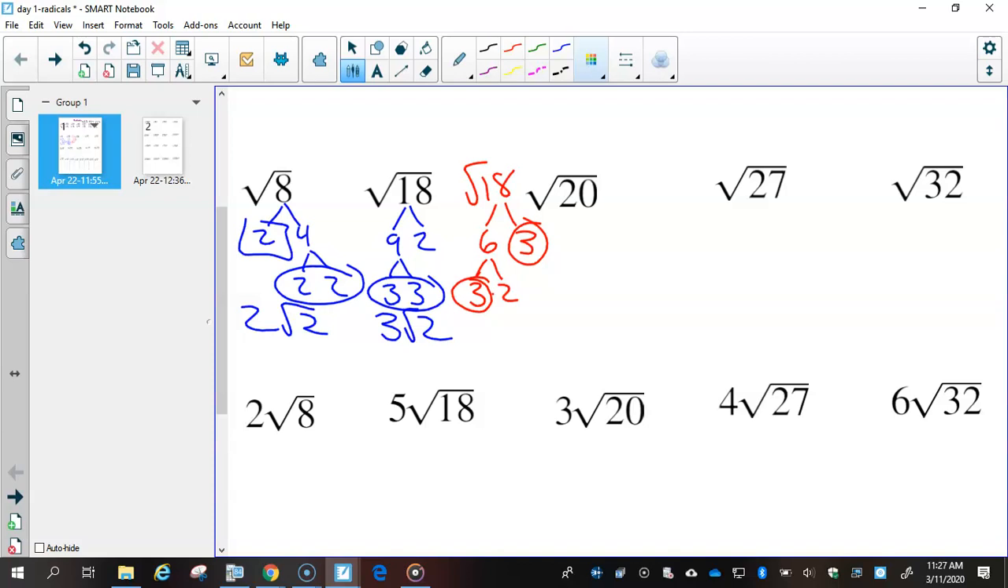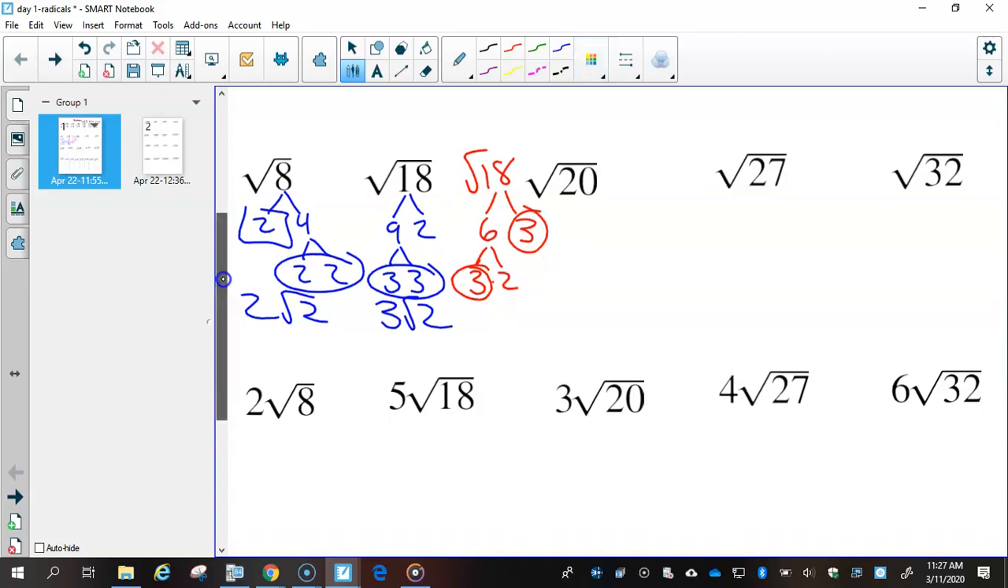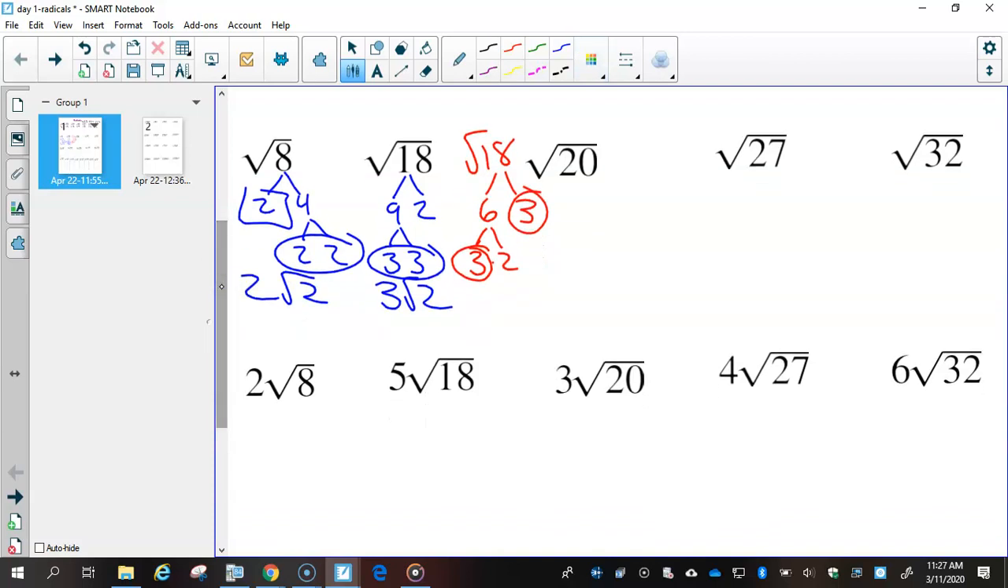What if there are multiple pairs? There will be some like that. So, I can't remember if this one will do that or not.